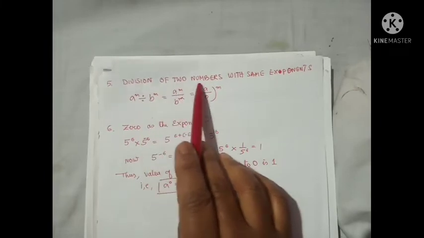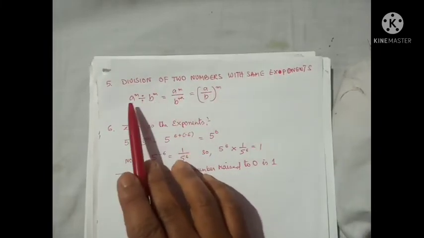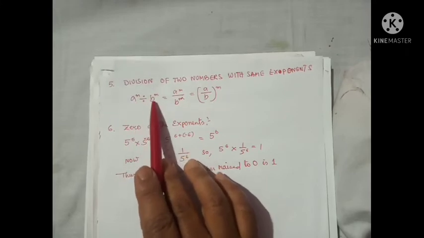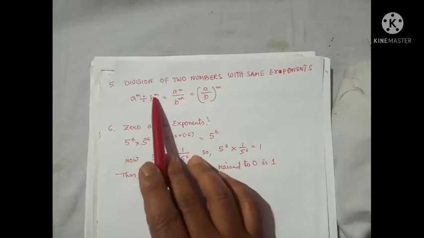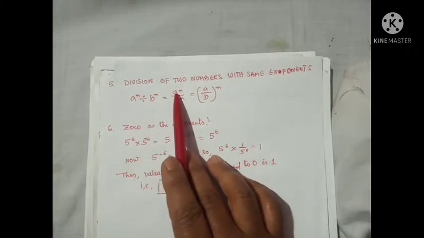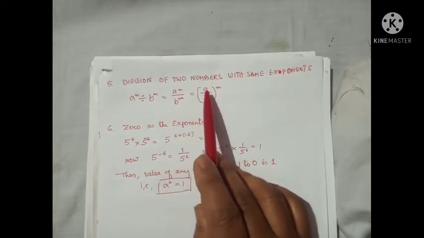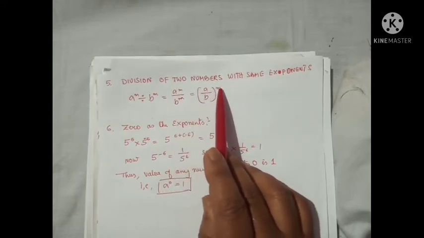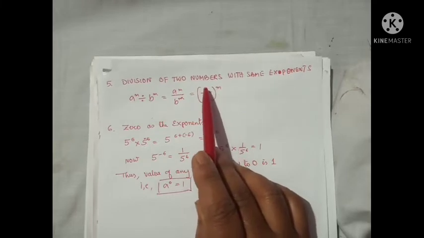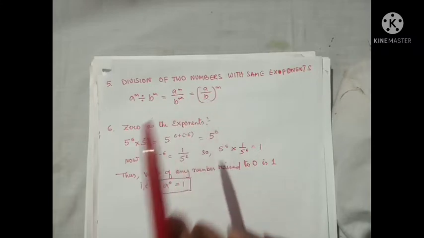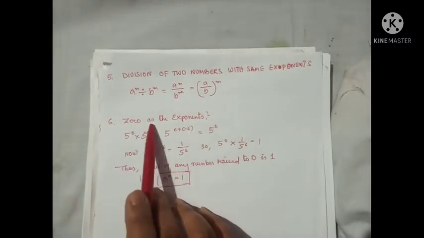The division of two numbers with the same exponent. That means the same power. If we have the same power and the bases are different, the division of a to the power m divided by b to the power m is a divided by b, in brackets, to the power m. So a by b, we can take the power as common. That is m. M should be common to both a divided by b.